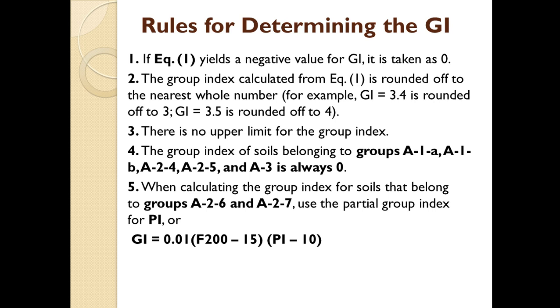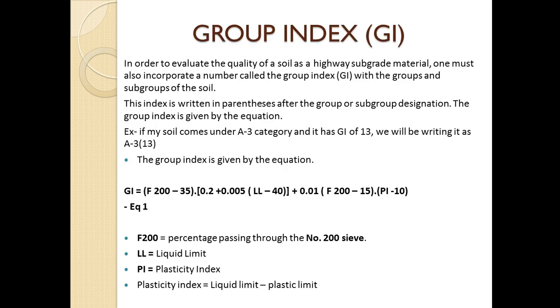Rule number 4: the group index of soils belonging to groups A1-a, A1-b, A2-4, A2-5 and A3 is always 0. Rule number 5: when calculating the group index for soils that belong to groups A2-6 and A2-7, use the partial group index for plasticity index, GI equals 0.01 times (percent of soil passing through sieve number 200 minus 15) times (plasticity index minus 10). Always keep in mind that if your soil comes under these two categories, never use the normal equation. You need to use this one, which, as you can see, is simpler than the other.